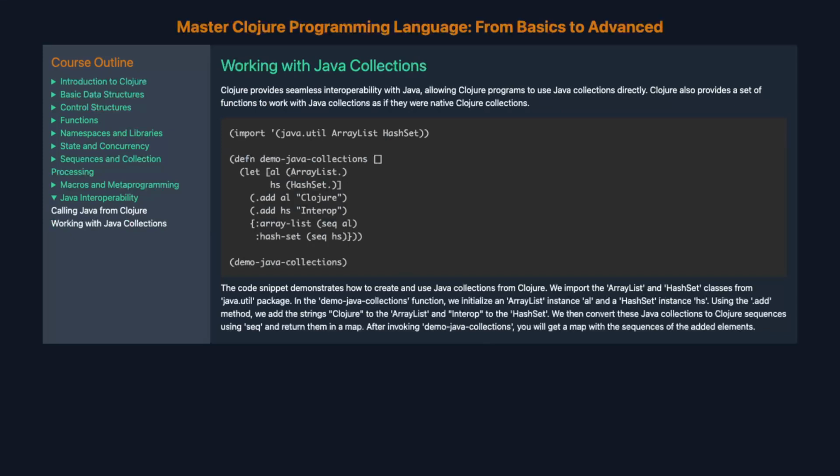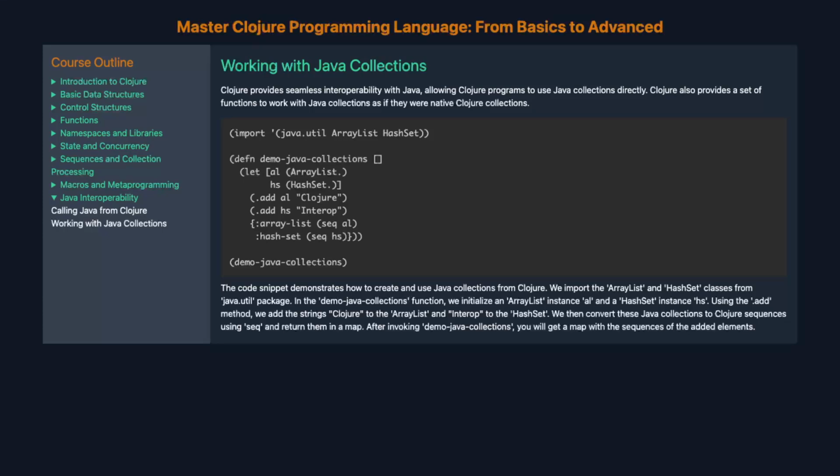Working with Java collections. Clojure provides seamless interoperability with Java, allowing Clojure programs to use Java collections directly. Clojure also provides a set of functions to work with Java collections as if they were native Clojure collections. The code snippet demonstrates how to create and use Java collections from Clojure. We import the ArrayList and HashSet classes from the java.util package.